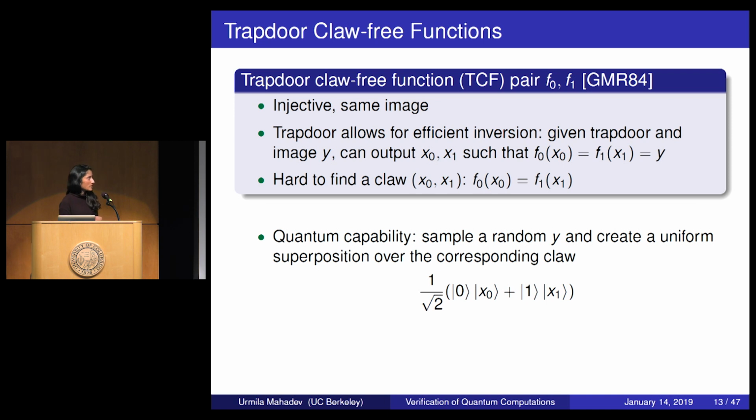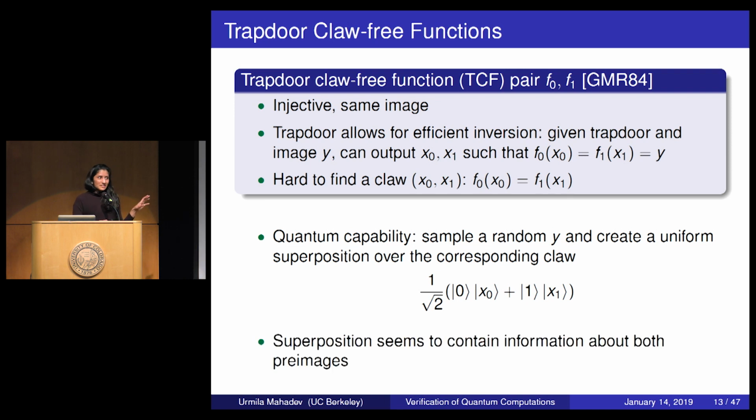So the first thing you might think when you look at the superposition is that it seems to contain information about both pre-images, but I just told you that even a quantum machine should not be able to sample both pre-images. He shouldn't be able to find them. Now, even though the state seems to contain information about both pre-images, of course, to get any information, the quantum system would have to measure it. So now I'll tell you what happens if the quantum computer measures this state in two different ways.